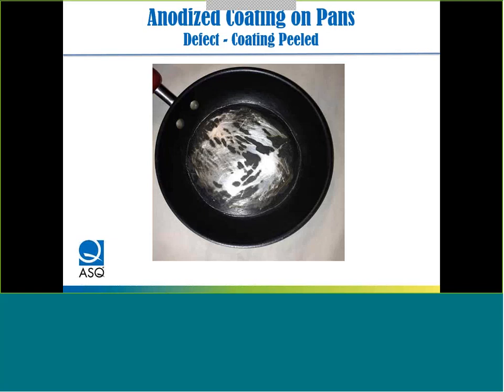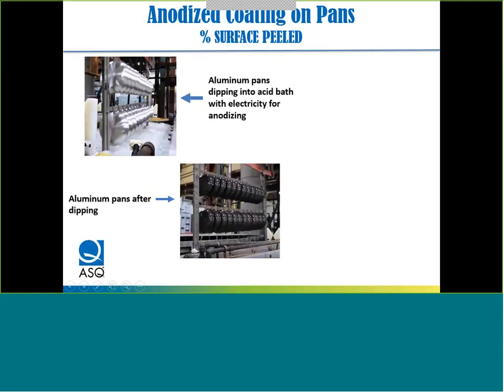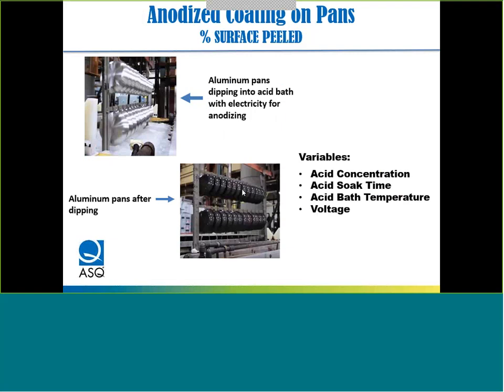Here's an example. Coating coming off of an anodized piece of cookware. The pan is dipped in an anodizing bath, so it goes in silver, comes out colored after it's been anodized with the coating put on it. A DOE was run, and these are the variables that were used: acid concentration, soak time, bath temperature, voltage. So a DOE was run focusing on the anodizing process to help see if we could reduce the amount of peeling.